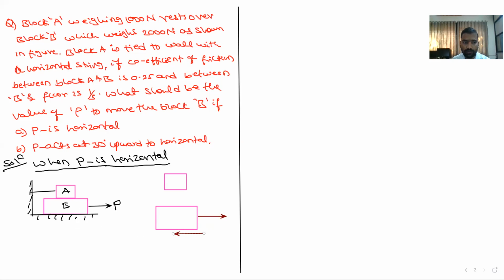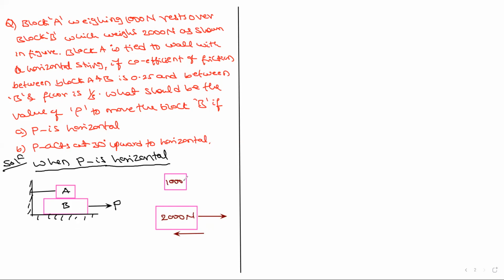Then the weight of B acts in the downward direction. What is the weight? It is 2000 Newton. And this is 1000 Newton, which is given. Then when it moves in this direction, there is friction between the floor and block B, and at the same time there is friction between block A and block B. Is it correct? Yes, sir. Then is that friction along P or opposite to P?